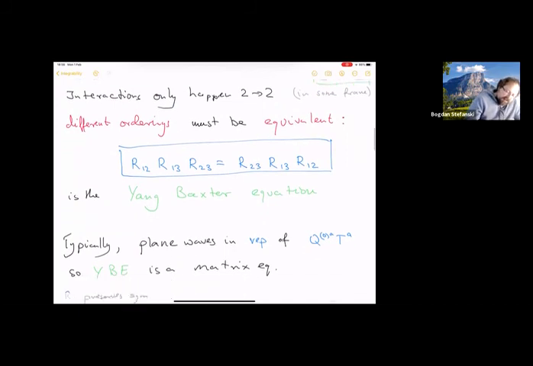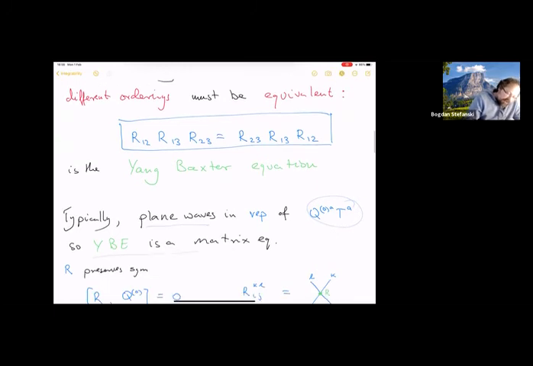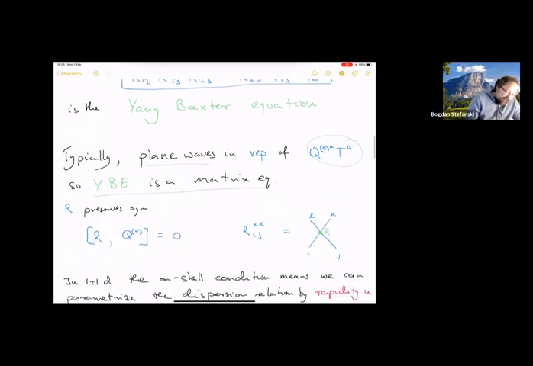Now, typically, these plane waves live in some representation of some Lie algebra. So for example, they would live in SU(2) times SU(2), or SO(4), if we were doing the principal chiral model. So the Yang-Baxter equation is really a matrix equation, and you should really think of the R matrix as this matrix that glues for you two representations and spits out two other representations.